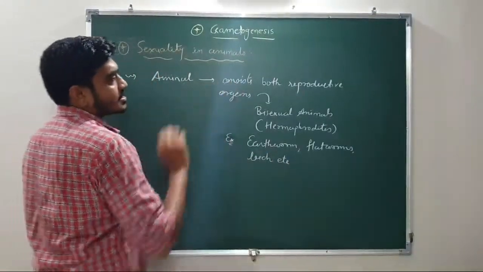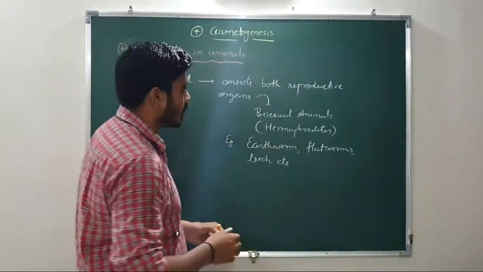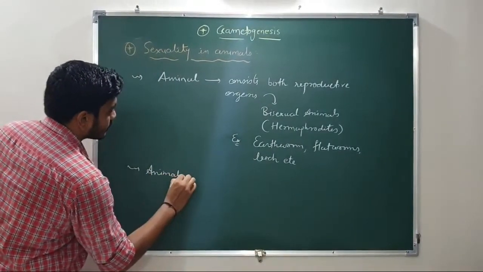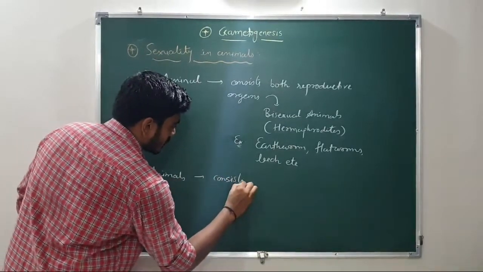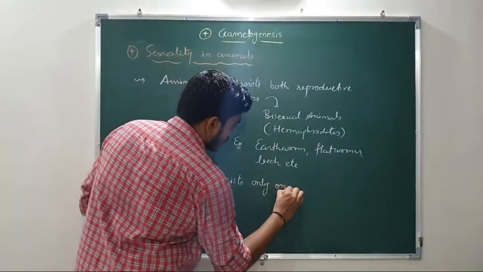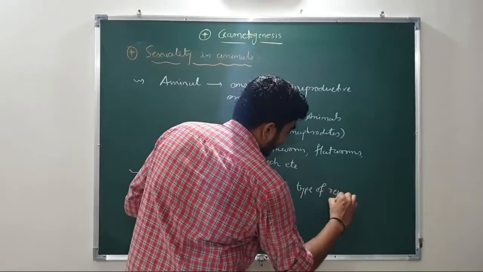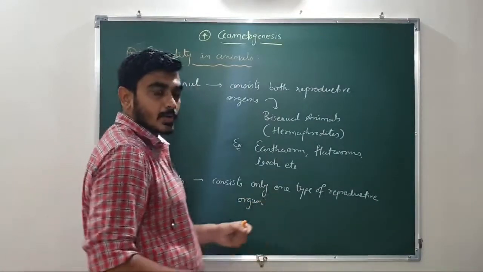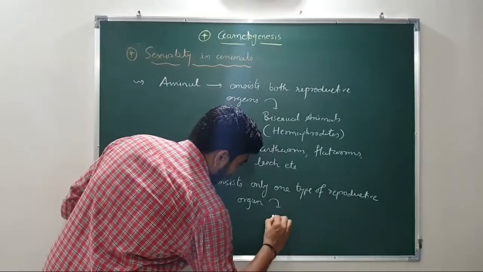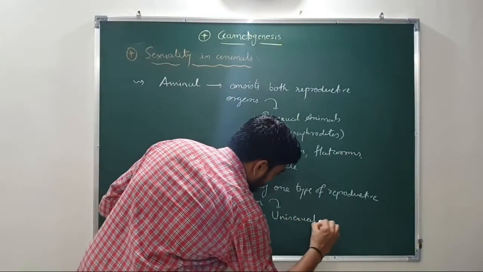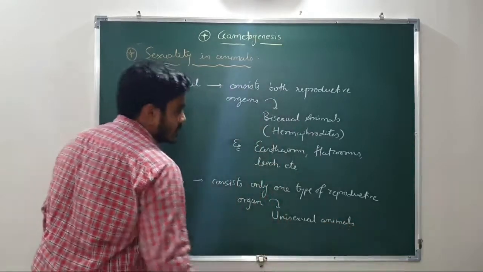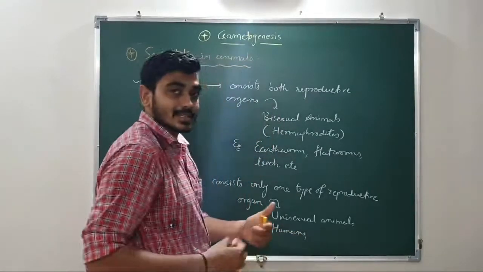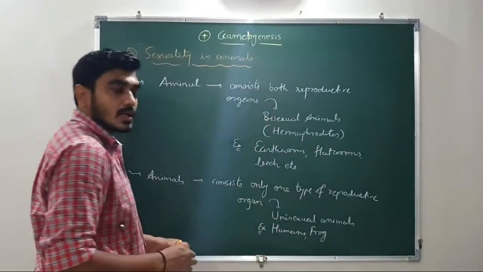But if the animals consist of only one type of reproductive organ, then those animals are known as unisexual animals. So animals bearing only one type of reproductive organ, that is either male reproductive organ or female reproductive organ, are known as unisexual animals. And examples are human beings themselves, which you already discussed in 11th standard, and frogs are also unisexual animals.